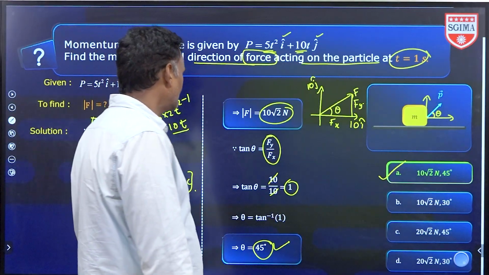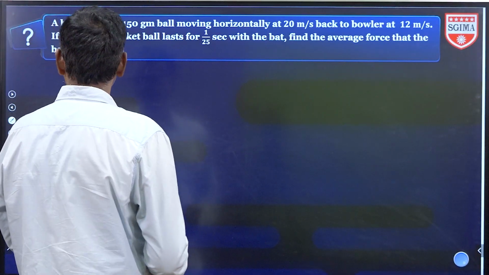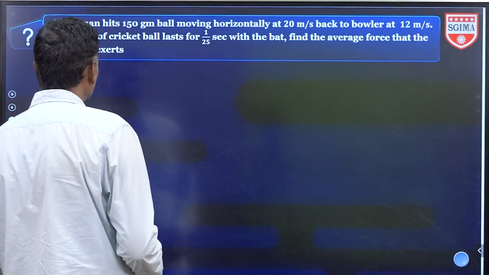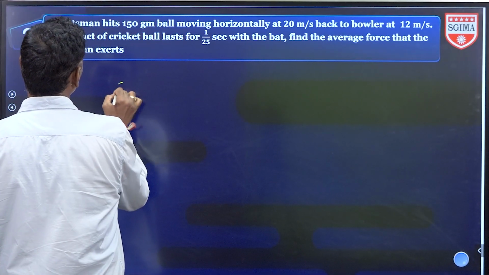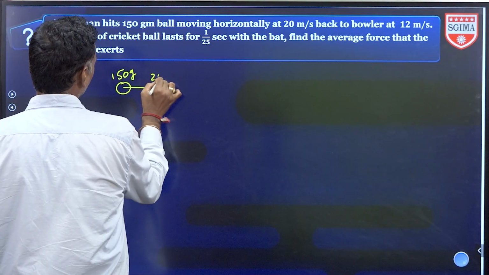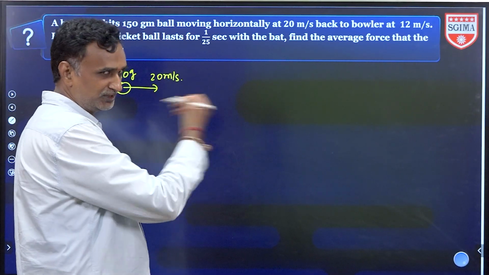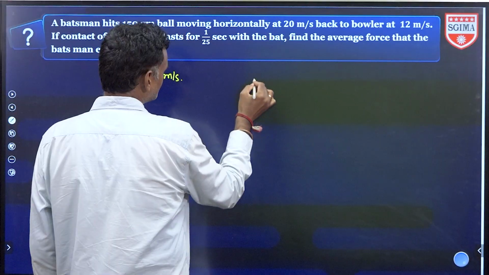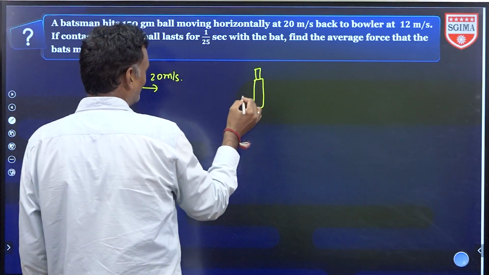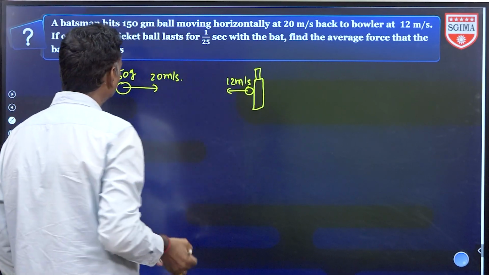Okay? So let us move on to the next slide. A batsman hits a 150 gram ball moving horizontally. So here is one ball whose mass is 150 grams, moving horizontally with 20 meters per second, and back toward the bowler. Imagine I am drawing a rough diagram. After hitting, the ball goes back with a speed of 12 meters per second.